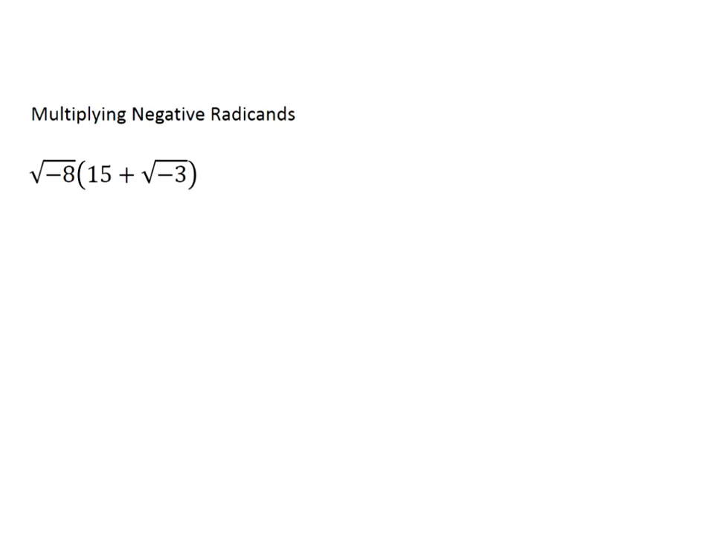We've got negative radicals that we've got to first change into imaginary numbers. So let's start with the negative 8. We're going to simplify that first. So negative 8, I'm taking the square root. That would be negative 1, right? The square root of negative 1 times the square root of 8.